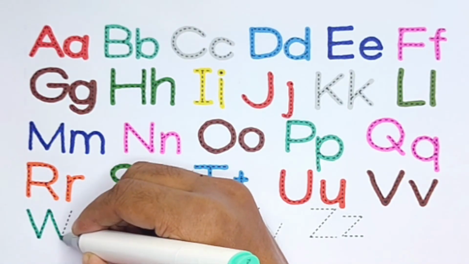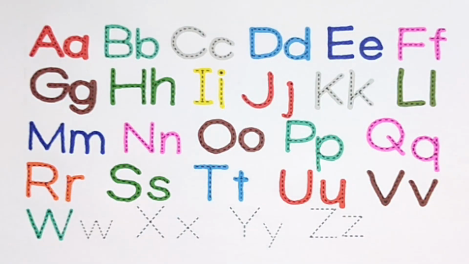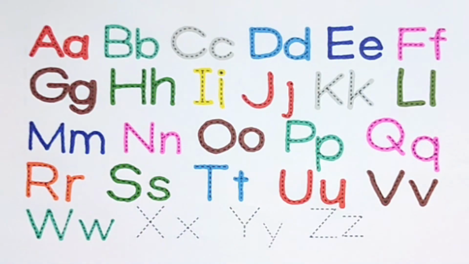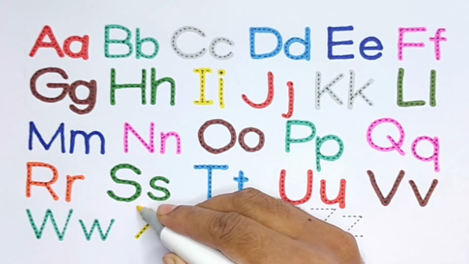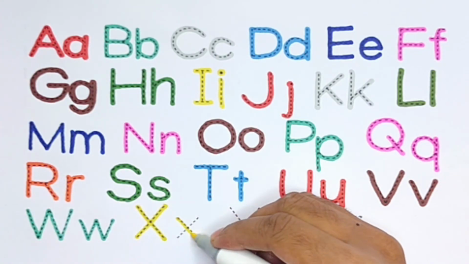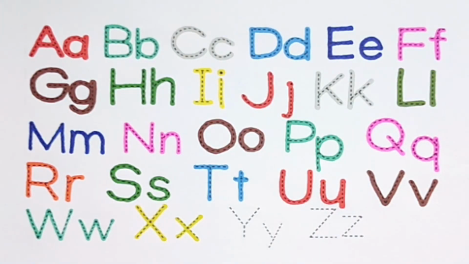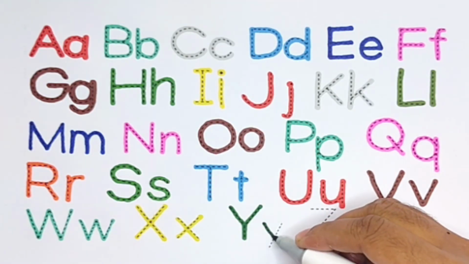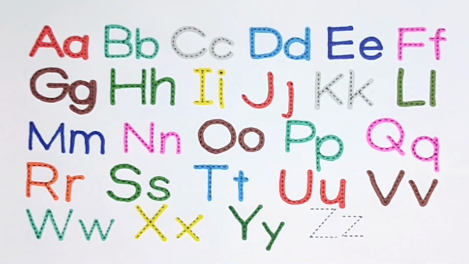W. W for watermelon. W for watch. X. X for xylophone. Y. Y for yo-yo. Z. Z for zebra.